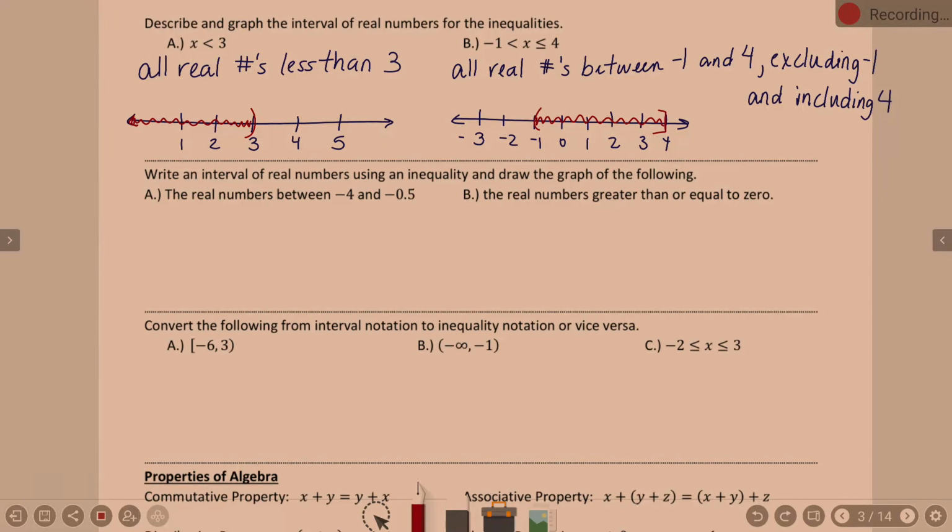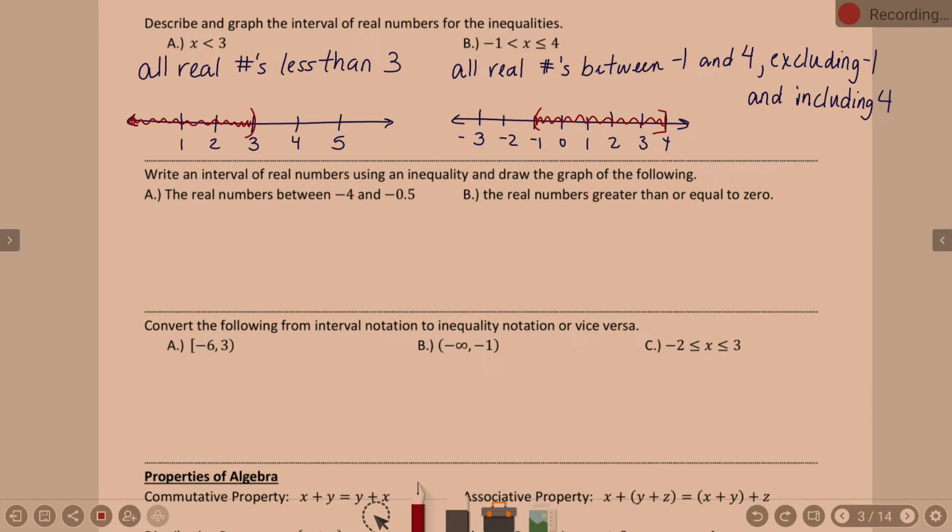Pick back up talking about these intervals and inequalities. This next section said to write an interval of real numbers using an inequality and draw the graph of the following. So we're basically taking what we did in the first section and reversing it. They gave us an inequality, we put it in words and graph. Now we're doing just the opposite.